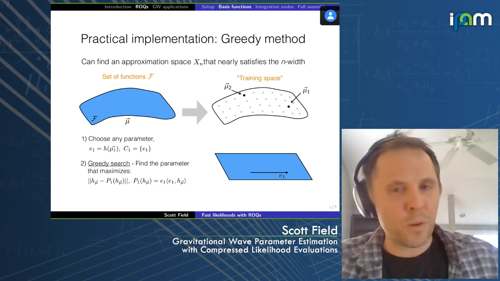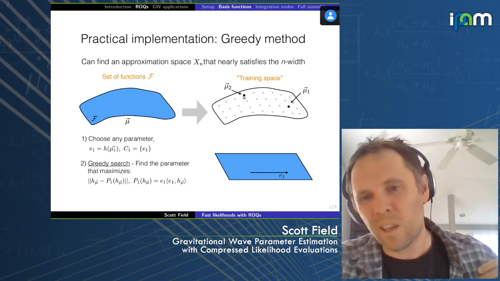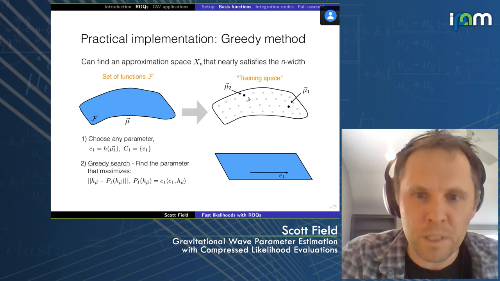Then we search through the training set looking for the parameter whose waveform is most poorly described by this one basis function. So we ask, how well can we represent, for example, this mu2 with this basis function E1?